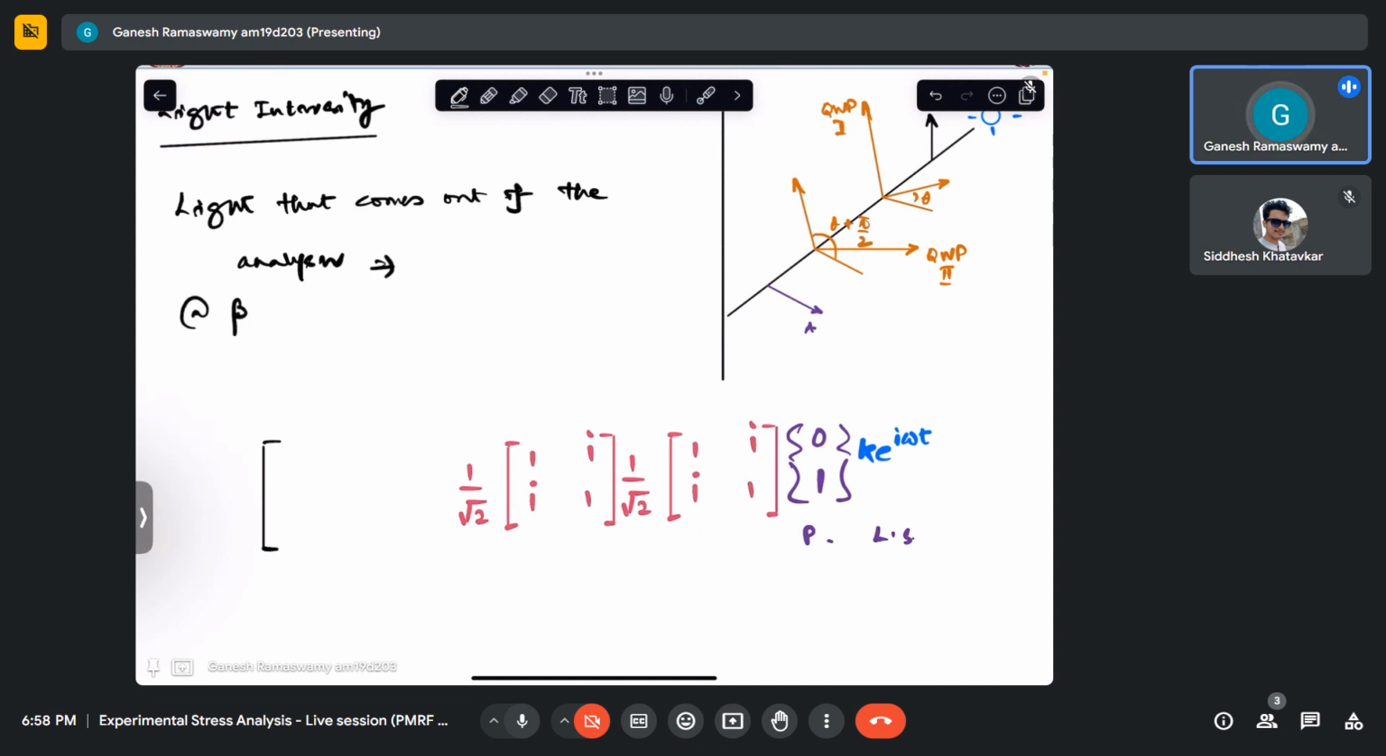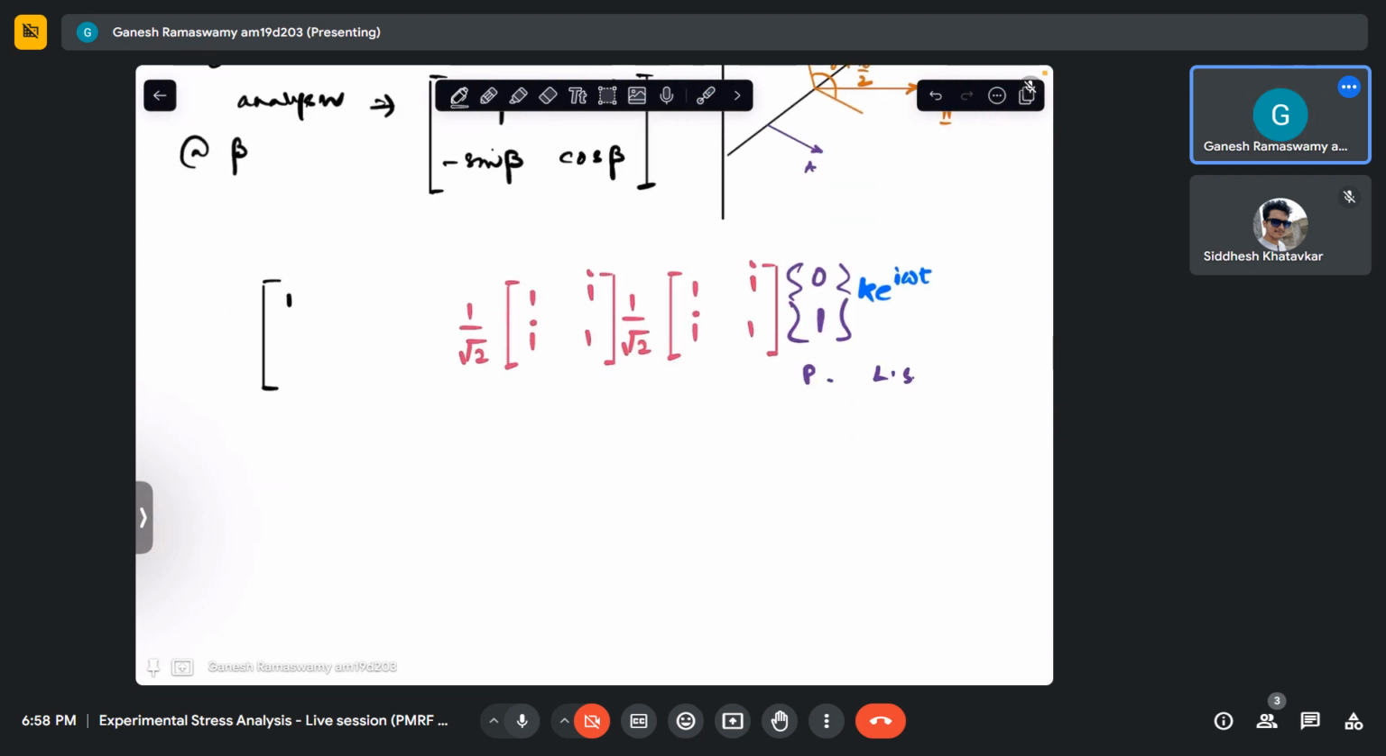The analyzer, which is at beta degrees with the horizontal, is given by the matrix cos beta, sin beta, minus sin beta, and cos beta. So I have to substitute beta equal to 0 here. This will give me cos 0 is 1, sin 0 is 0, minus sin 0 is 0, and this is again 1. When I multiply this with this matrix, it gives me the output light intensity along beta and the output light intensity along beta plus pi by 2.